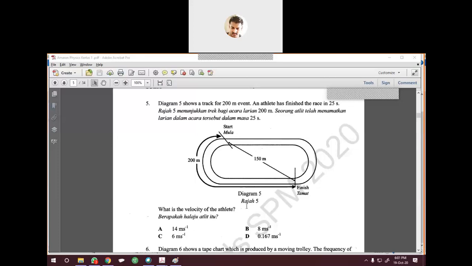You all are damn smart, because you have to take the place where it starts and the place where it ends. This is displacement. This one is distance. The 200 meter is distance, but the displacement is 150. Where they start, where they end.